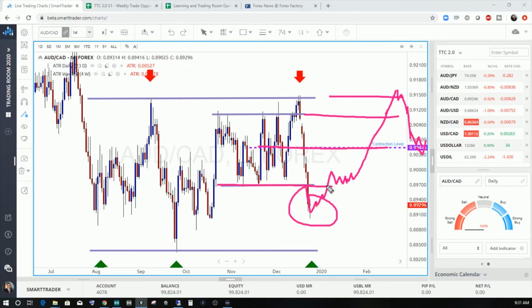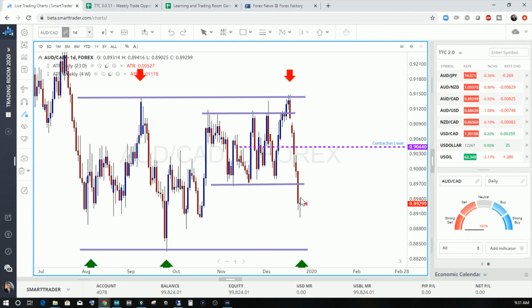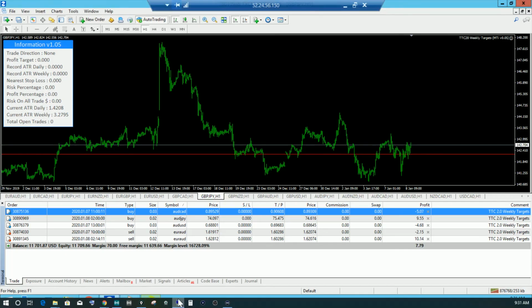But if you look over here, we're definitely looking at a recovery point on this. And so if we are looking at a recovery point, I'm pretty comfortable holding on to this trade and holding on to this buy. And our target to the upside on the Aussie CAD is going to be 90.60. And we're currently trading at 89.32. So we've got about, let's call it 70 plus 60.